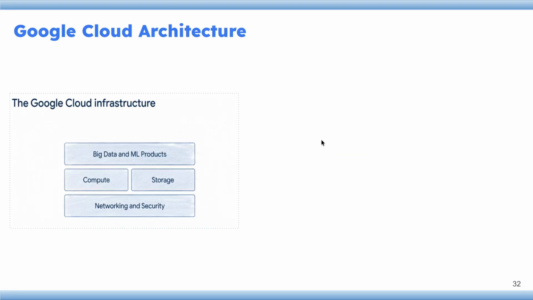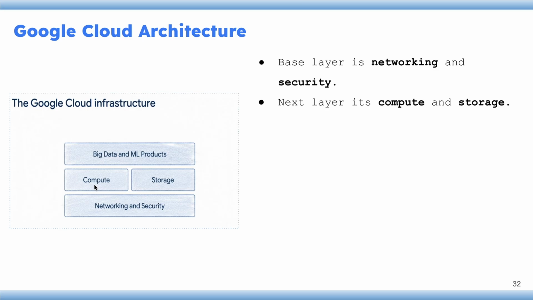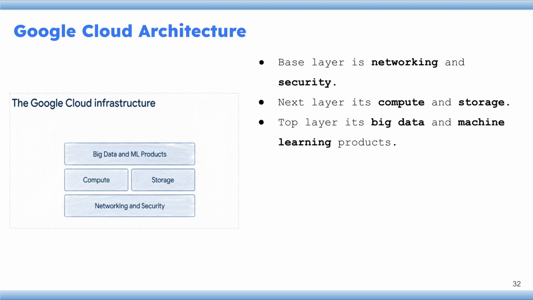You can think of Google Cloud infrastructure in three different layers. At the base, we have networking and security, which lays the foundation to support all of Google's infrastructure and applications. On the next layer sits compute and storage. Google Cloud, in technical terms, decouples compute and storage so they can scale independently based on their need.